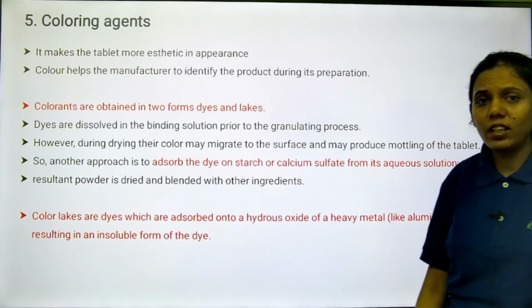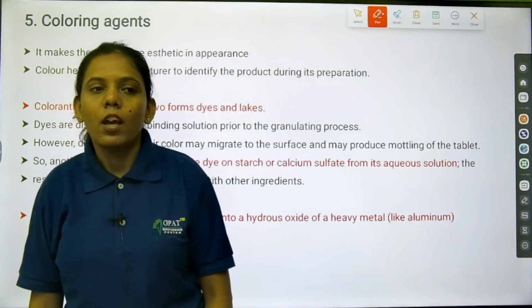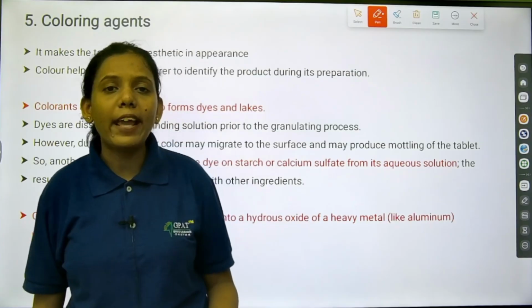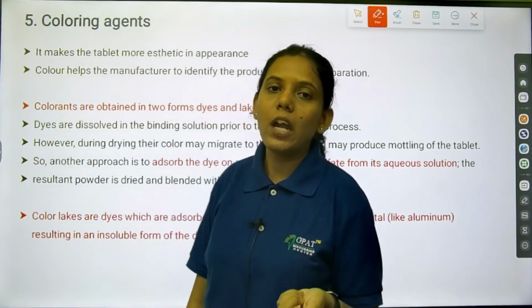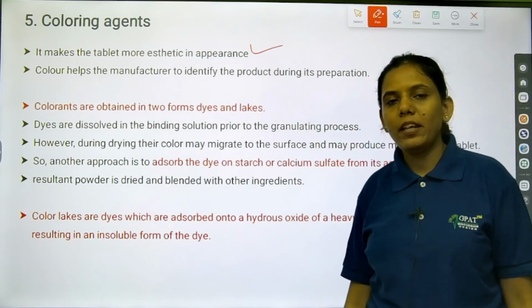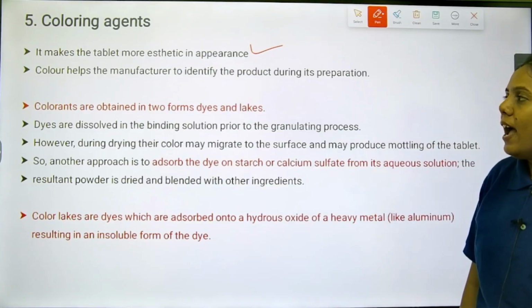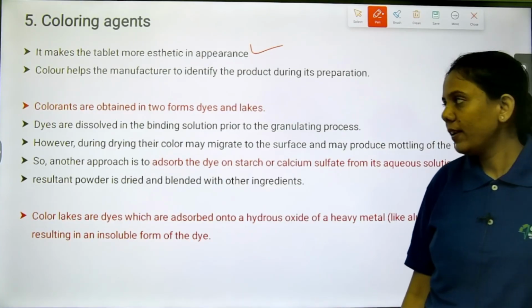Next is about the coloring agent. Now coloring agents you can add in direct compression, in wet granulation or dry granulation. The whole purpose of a coloring agent is to impart coloring properties. It makes the tablet more aesthetic in appearance. Apart from that, it does not have any kind of role. Color helps the manufacturer to identify the product during its preparation.